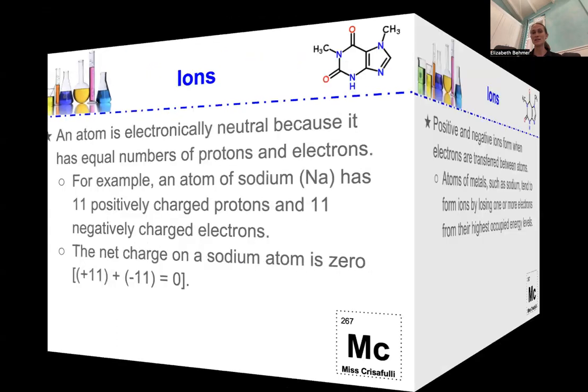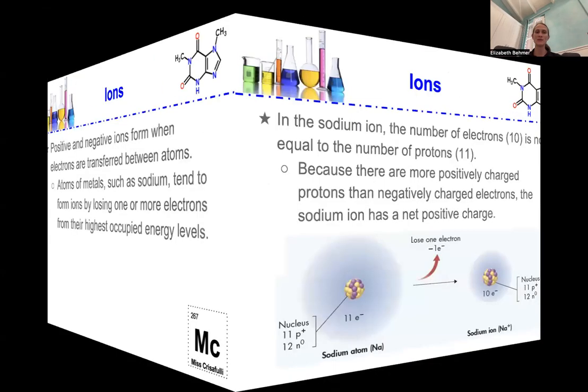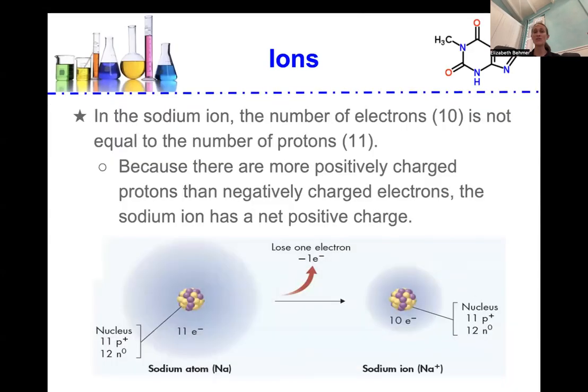So it's electrically neutral. If we have a positive or negative ion, this forms when electrons are transferred between atoms. Atoms of metals, such as sodium, tend to form ions by losing one or more electrons from their highest occupied energy level. For example, in the sodium ion, the number of electrons, 10, is not equal to the number of protons, which is 11. Because there are more positively charged protons than negatively charged electrons, the sodium ion has a net positive charge, and we write that as Na+ because it has a net positive charge.